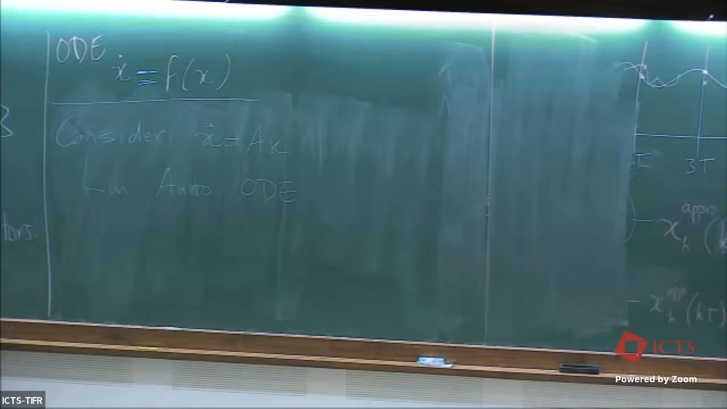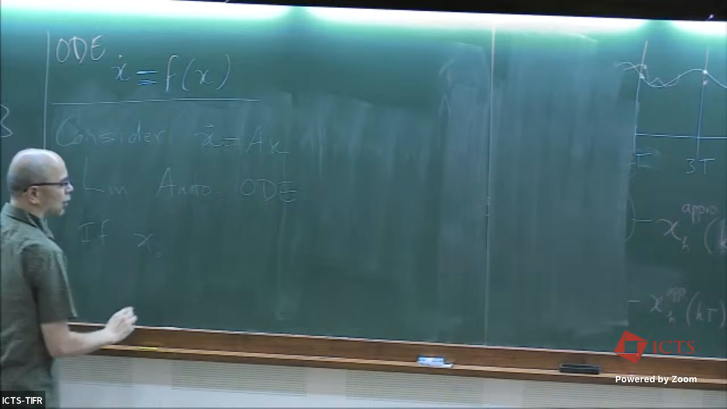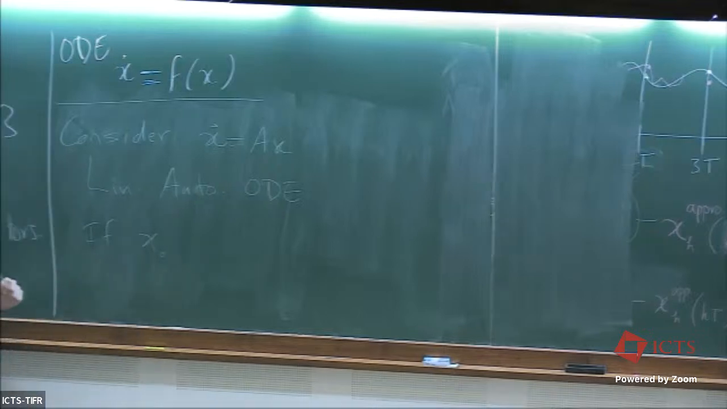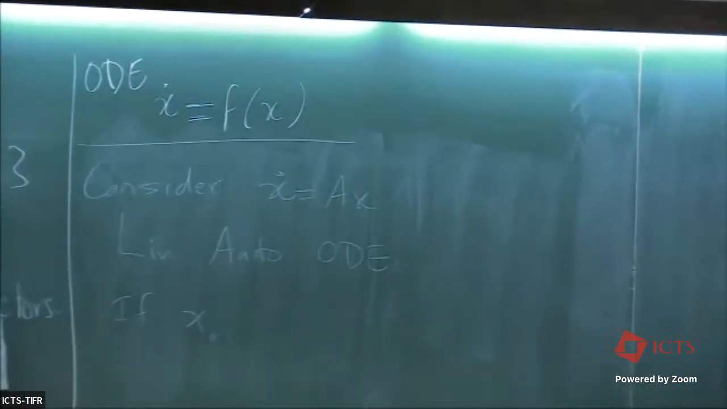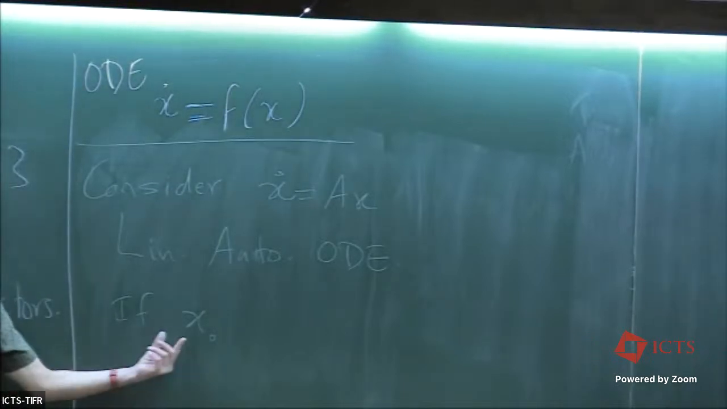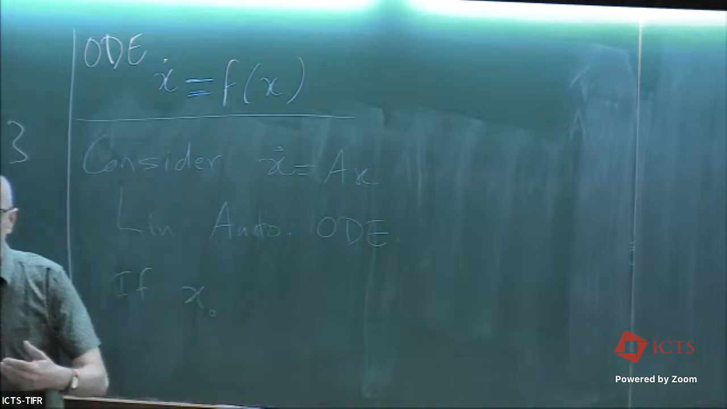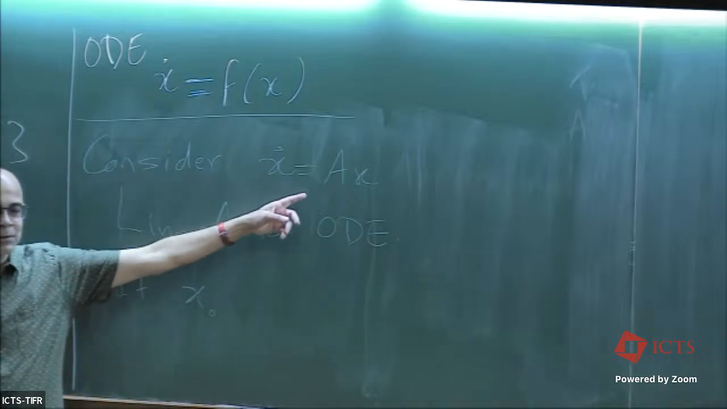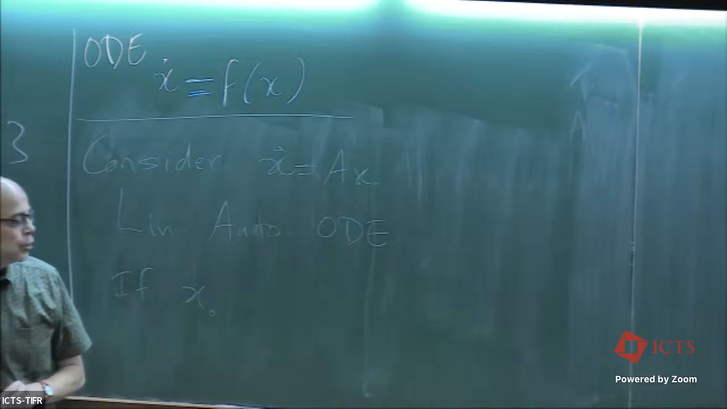And suppose I assume that, if x naught, the initial condition, is uncertain. Usually what we think about is, I give you an initial condition, you give me a solution. So think of, for a given initial condition, you find x of t, which is a solution. In this case, in fact, it's explicit, e to the power at times x naught, and that's an analytical solution.